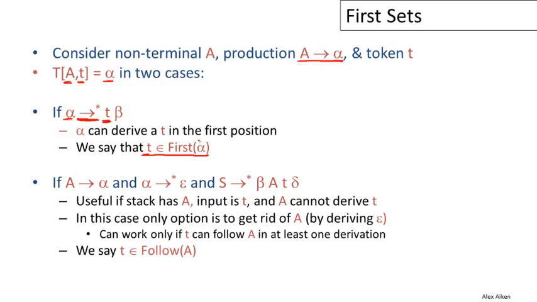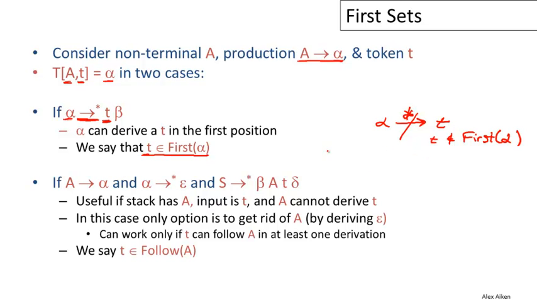Now, there's another situation, a slightly more complicated situation, in which we would want to make the move, that if we see A as the leftmost non-terminal and T is the next input, that we'd like to replace A by A goes to alpha. And the situation here that we're going to consider is, what if alpha cannot derive T? So alpha cannot, in any sequence of moves, derive T. So in fact, what does that mean? That means T is not going to be in the first of alpha.